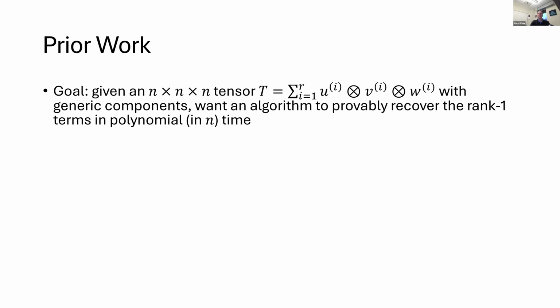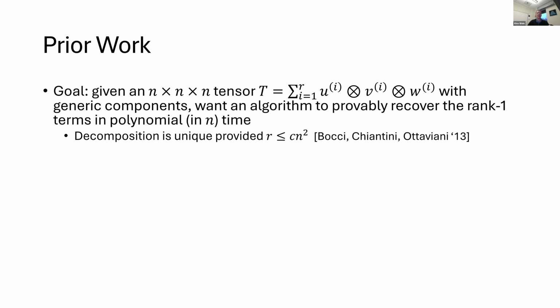So going back to the question at hand, here is going to be the goal for me. Given an n by n tensor, I'm going to assume it's kind of a square tensor to keep things simple for now, although the results will apply more generally. And we're going to assume that it has this planted rank R decomposition where the components are chosen generically. The goal is to have a polytime algorithm that will provably recover the rank 1 terms.